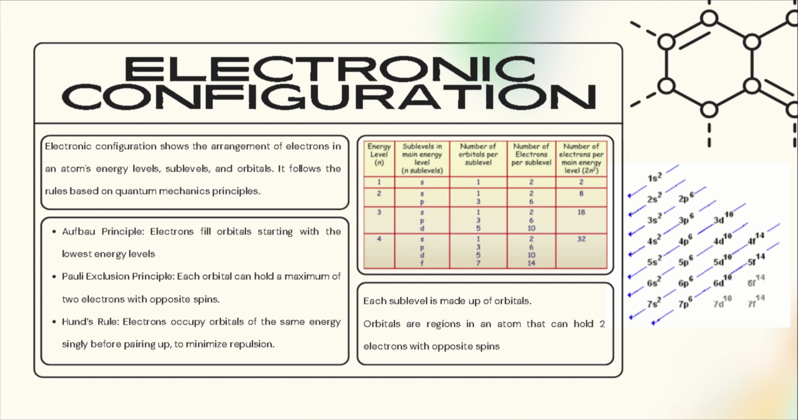So each sublevel is made up of orbitals. Orbitals are regions in an atom that can hold 2 electrons with opposite spins. This is also a definition that you need to remember. On the side, as you can see, there's a picture with arrows. This is the way we fill up from lower energy shells to higher energy shells. If you follow the arrow, there is 1s2, then 2s2, then 2p6, 3s2, 3p6, 4s2, 3d10, and so on.